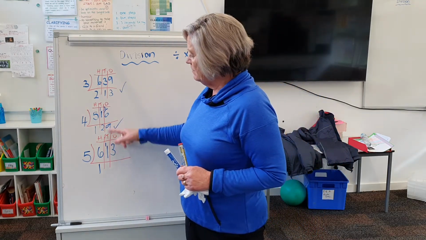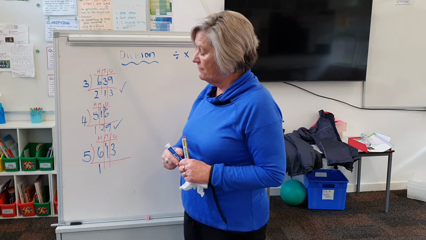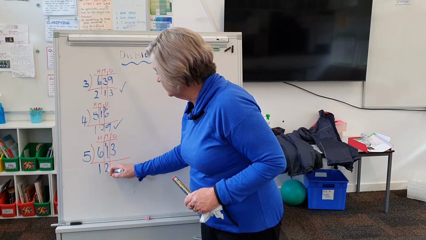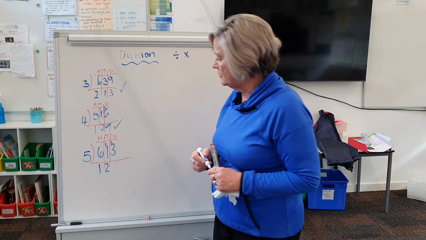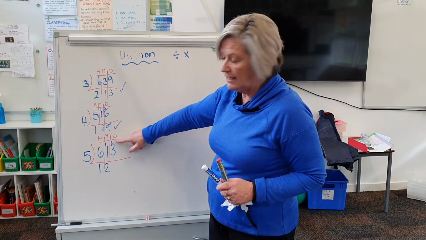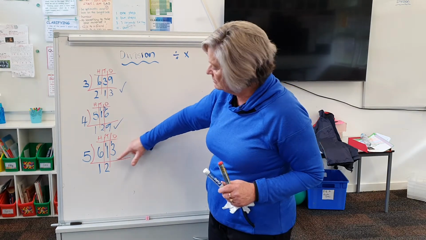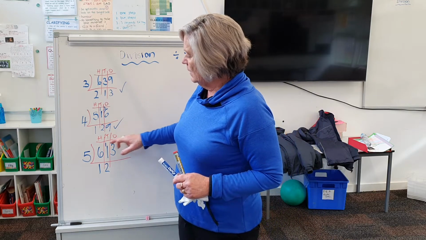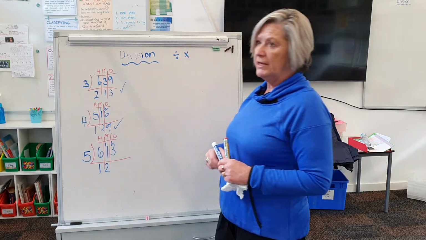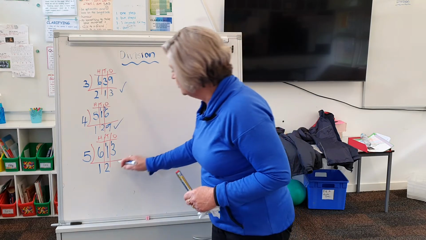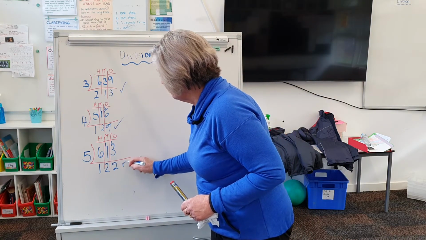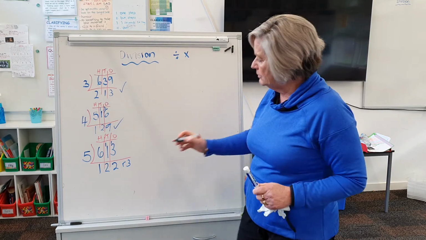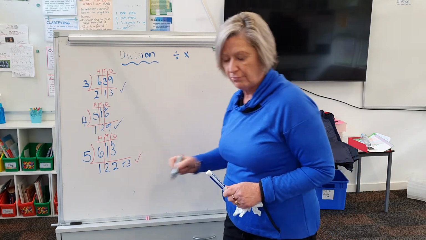If I shared 11 bundles of 10 between 5 people, well, I know that 5 twos are 10, so they would get 2 bundles each and there'd be 1 bundle of 10 left over. So I'm going to put the bundle of 10 into the ones column, which gives me now 13 ones. 13 ones, and I'm going to share them between 5 people. Well, we know that 5 twos are 10, so they get 2 each, but there's 3 left over. So that would be my answer if I was using remainder 3.